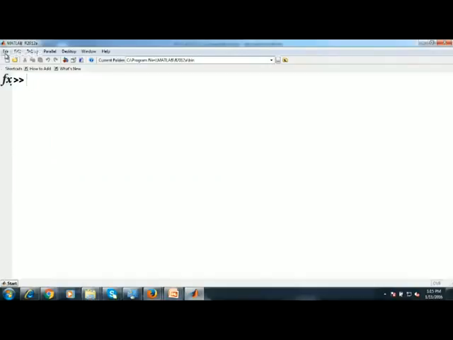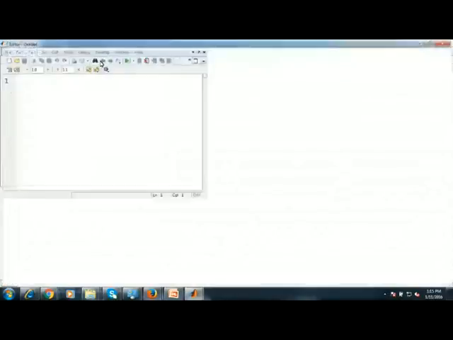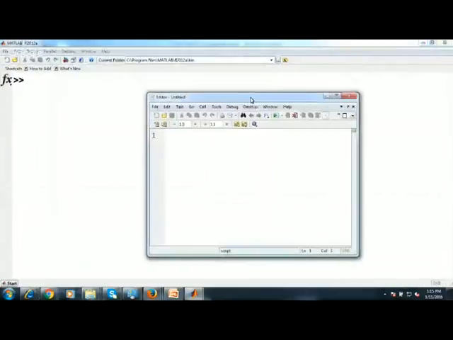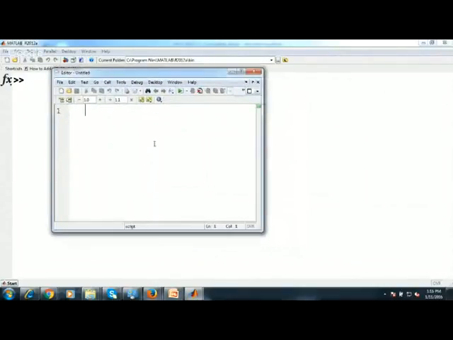This is actually Matlab release 12, so it is a little bit different in release 13, but it is almost similar. Go to File, New Script, and it will open a new editor window like this. The command window is there behind. Now I am going to write a program here.